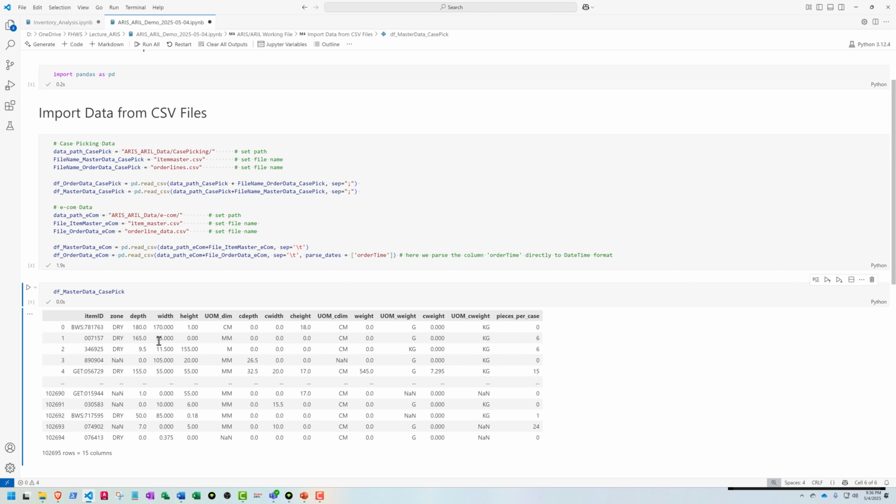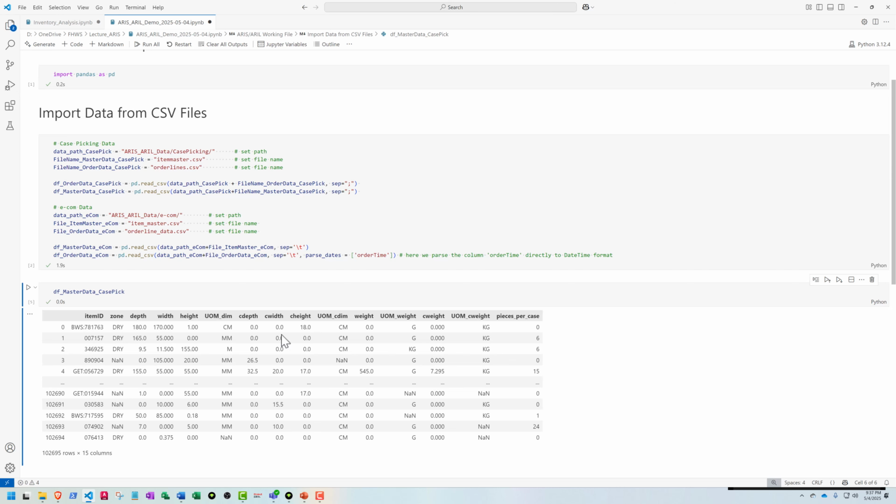We have dimensions of the product, which are depth, width, and height. But we also have C depth, C width, and C height. Now, what does that mean? Probably this means that we have the dimensions of the individual piece. So that's the consumption unit, so to speak. And we have the dimensions of the case. So that's the wholesale package.